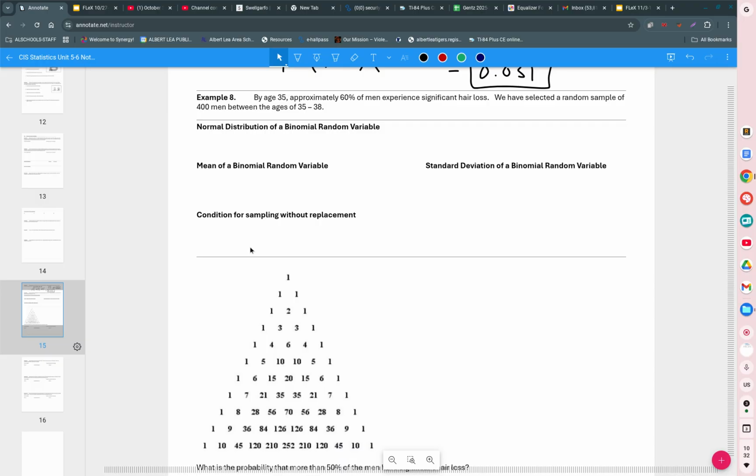So, normal distribution of a binomial random variable, we can write this down. It turns out that suppose x has binomial distribution.